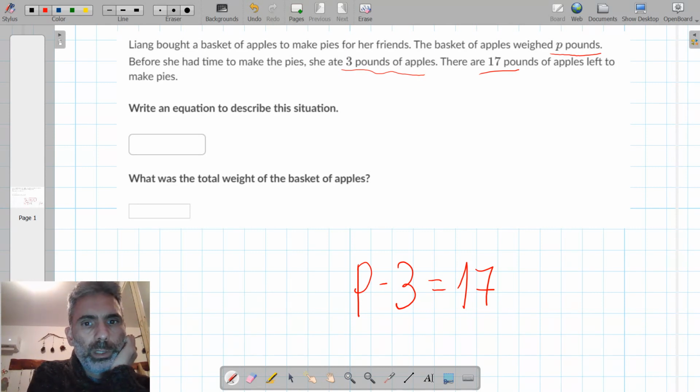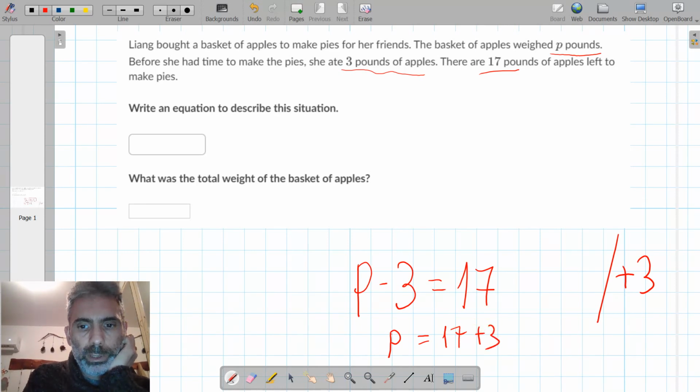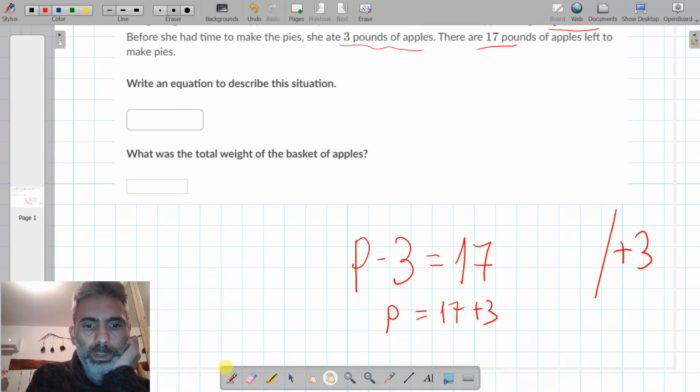What was the total weight of the basket of apples? Okay, so in order to know what p is, which is the initial weight of the basket, we need to isolate the p. So we need to add 3 to both sides of the equation. On the left-hand side, we are left with p after we add 3. And on the right-hand side, we add 3 to 17, which means p equals 20.